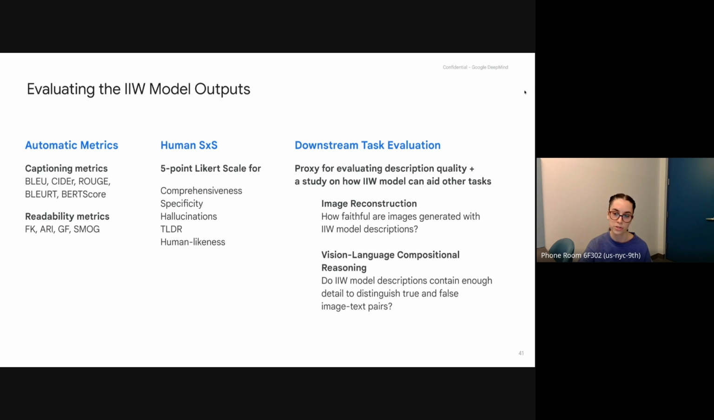And the two tasks of interest that we'll study are image generation. So we ask this question of how faithful are images that are reconstructed or generated with our ImageInWords model descriptions, and also look at vision-language compositionality. That's been an existing issue in prior work and the current state of the art for VLMs. And we ask, can we actually use our model-generated descriptions to better distinguish between true and false image-text pairs? And so this is really great to also see how our fine-tuned models can be used to aid in other tasks that are of interest in vision-language areas.